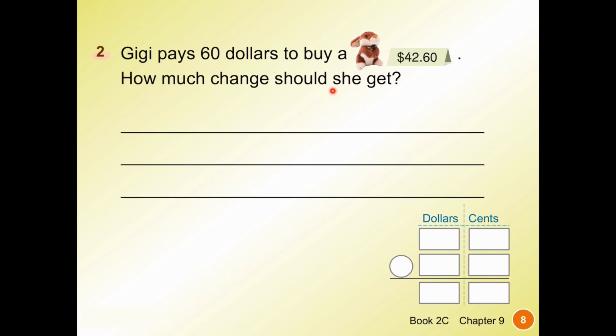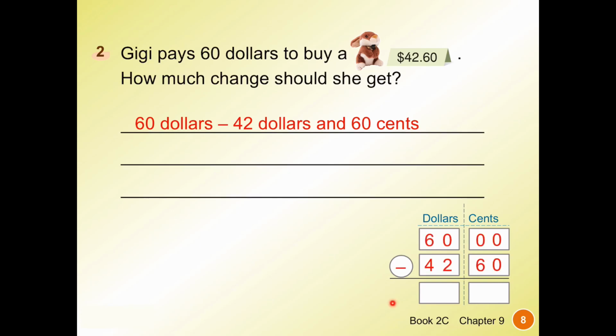Question number 2. Gigi paid $60 to buy a stuffed toy which costs $42.60. How much change should she get? So we just worked on this kind of problem for question 4 on page 69. So we know that we would take the amount of money that we actually paid minus the price of the item that we purchased, so $42.60. Put it in the column form.